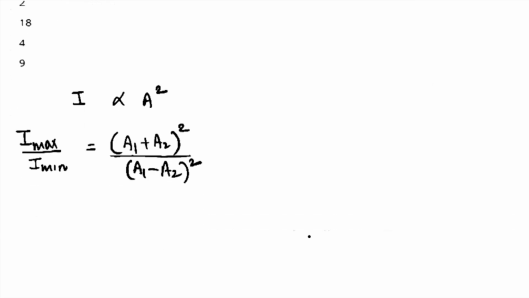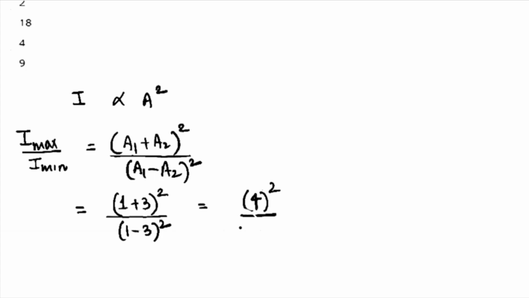Correct. So let's find this value. Since A1 is 1 and A2 is 3, it becomes (1 plus 3) square divided by (1 minus 3) square. So that is 4 square divided by (minus 2) whole square, same thing. So that is 16 by 4, which can also be written as 4:1.